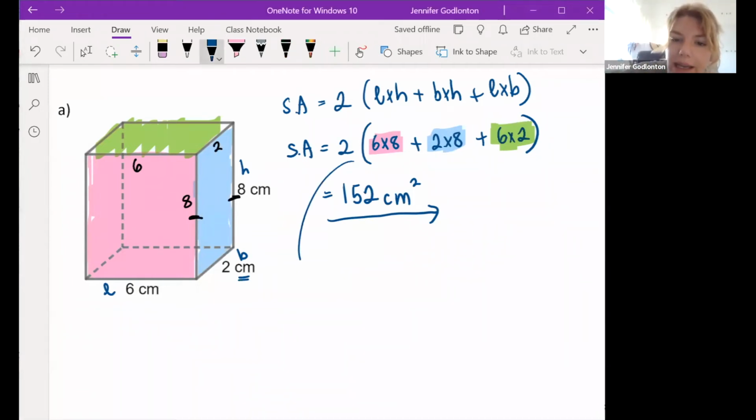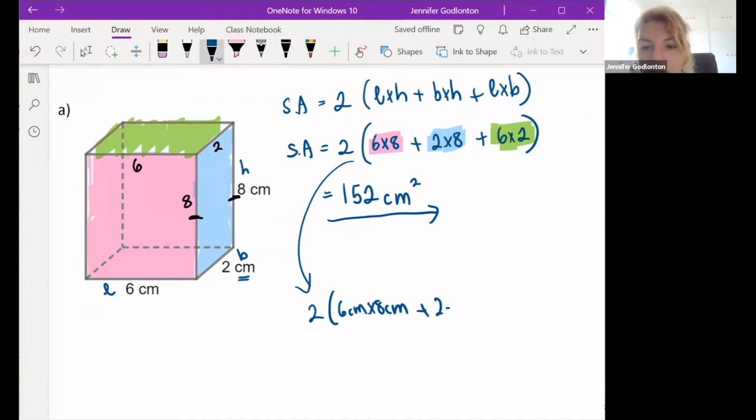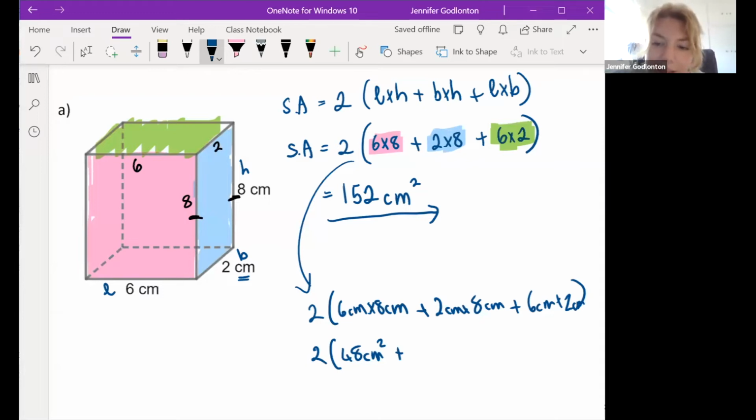So what's happening here is we're saying 2 times 6 centimeters times 8 centimeters plus 2 centimeters times 8 centimeters plus 6 centimeters times 2 centimeters. So what that lands up being is 2 times, and then 6 times 8 is our 48 centimeters squared plus 16 centimeters squared. And because we're only multiplying 2 of the centimeters together, that's why it's going to stay as squared and not go to cubed. Okay, thank you, ma'am. I understand.